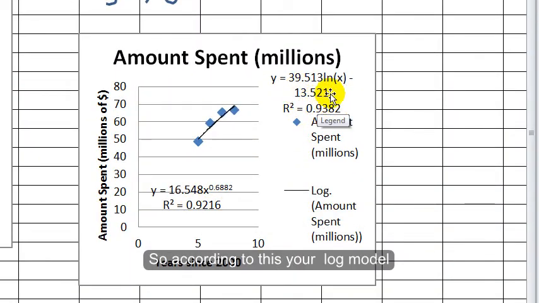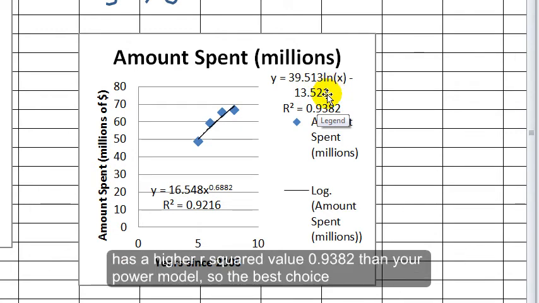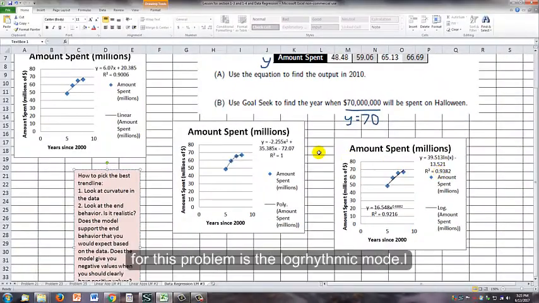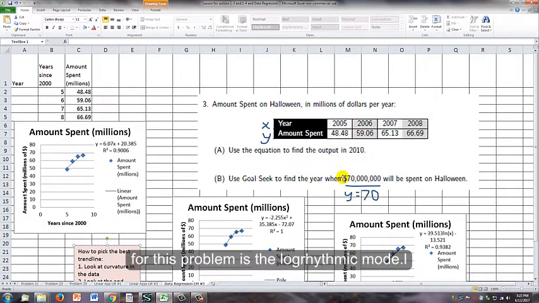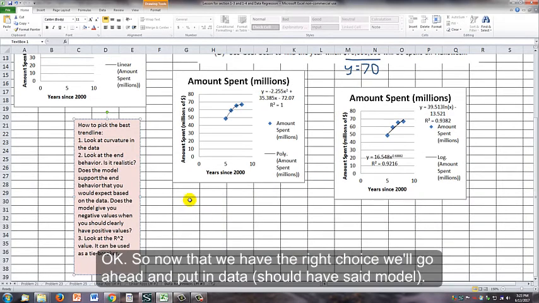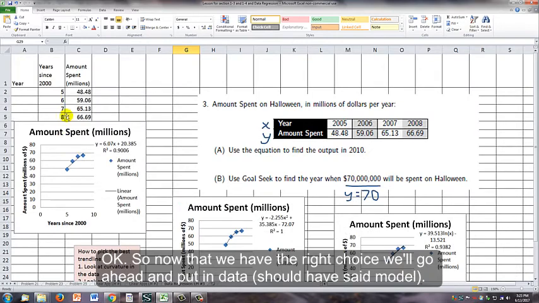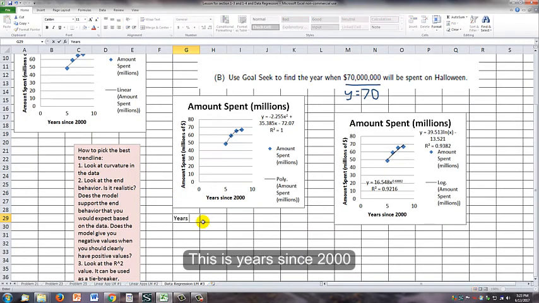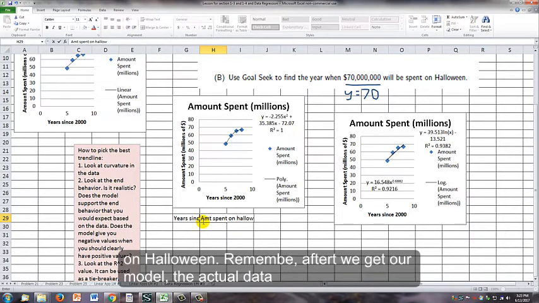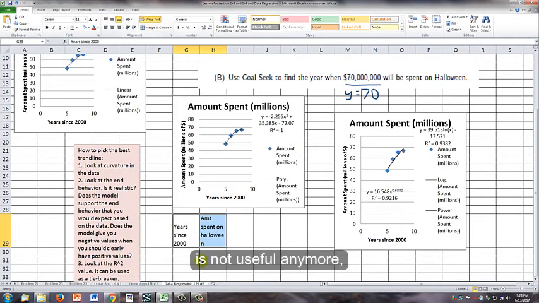So according to this, your log model has a higher R-squared value, 0.9382, than your power model. So the best choice for this problem is the logarithmic model. Okay, so now that we have the right choice, we'll go ahead and put in our data. This is years since 2000, amount spent on Halloween. Remember, after we get our model, the actual data is not useful anymore.